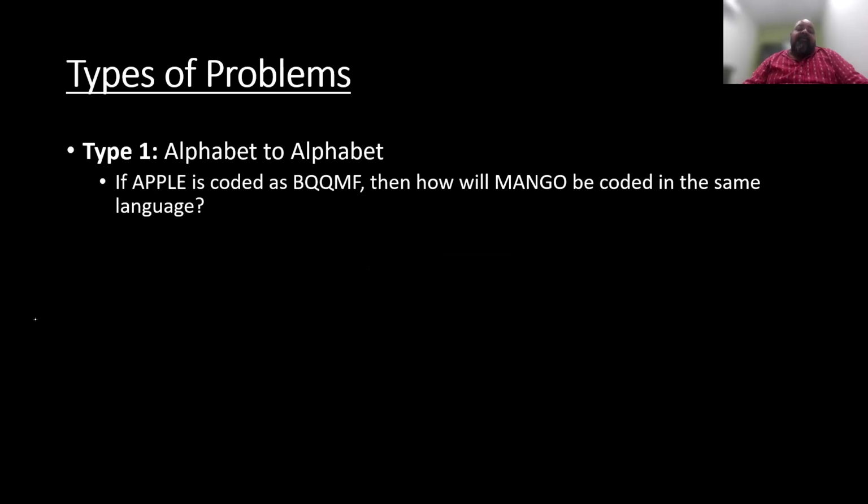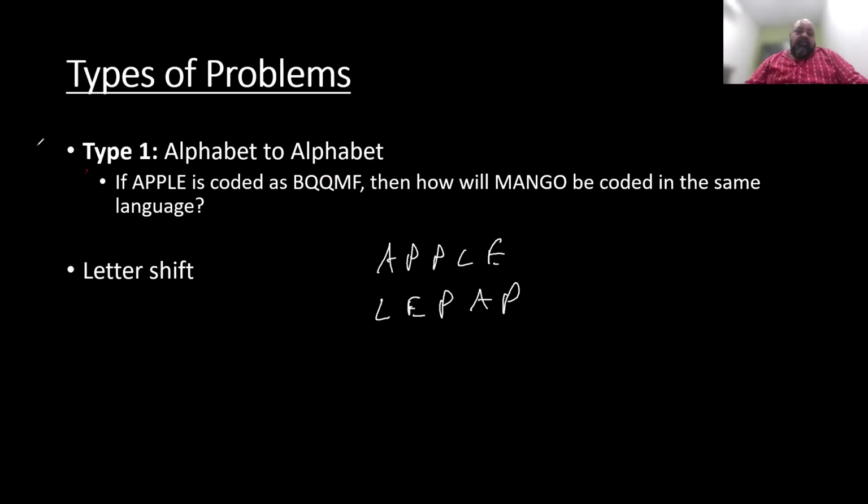Now all of these, I am calling them a letter shift, where there was a letter and a shift was made, +1, +2, -1, whatever. There could also be a positional shift where I say Apple is coded as LEPAP. Now what happens? How will mango be coded therefore?